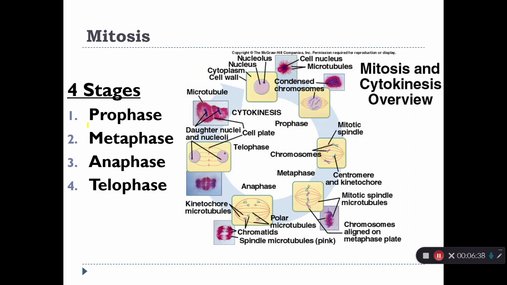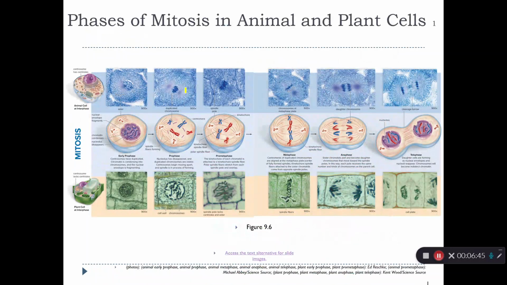Here's the stages of mitosis. Memorize this. PMAT. Prophase, metaphase, anaphase, telophase. Here's an image of it. You can see in prophase right here, the chromatin becomes chromosomes. The chromosomes start to attach to spindle fibers right here in prophase.